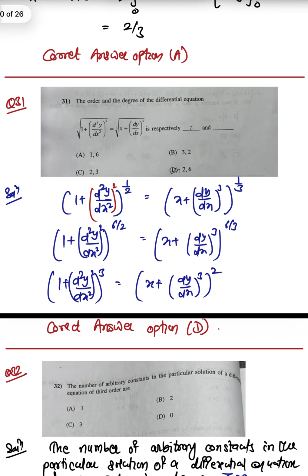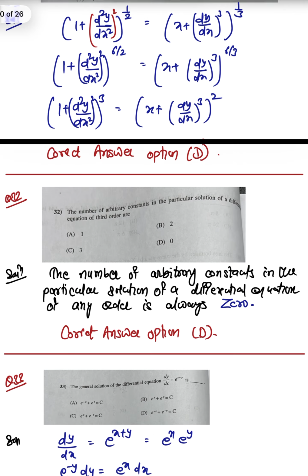31. The order and the degree of differential equation. Here one side square root and one side cube root is there. So here we have taken the sixth power both sides. So you got (1 plus d square y upon dx square) whole power 6 by 2 and (x plus dy by dx) whole power 6 by 3. So we got here order is already 2 and the power of that is 3. 2 power 3 is 6. So hence the degree is 6.